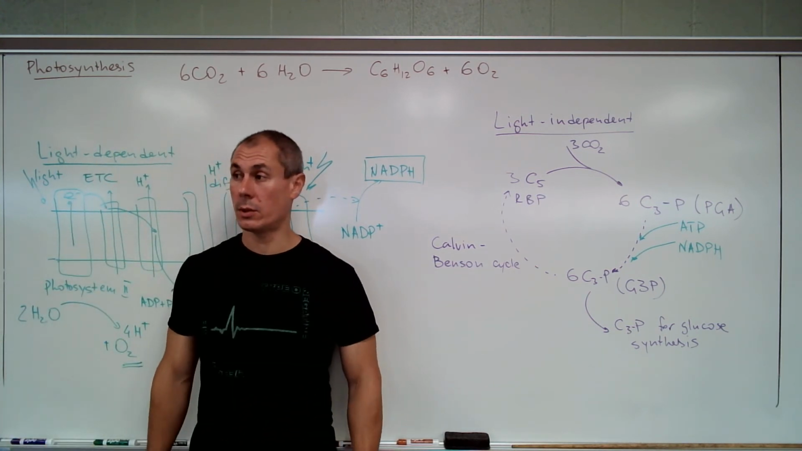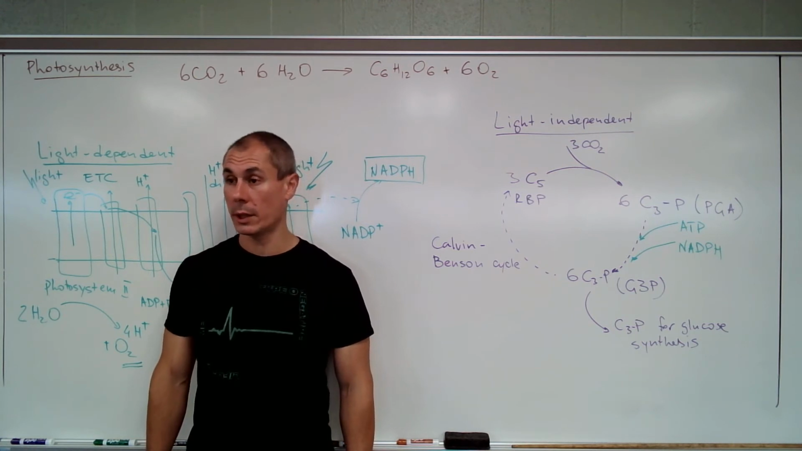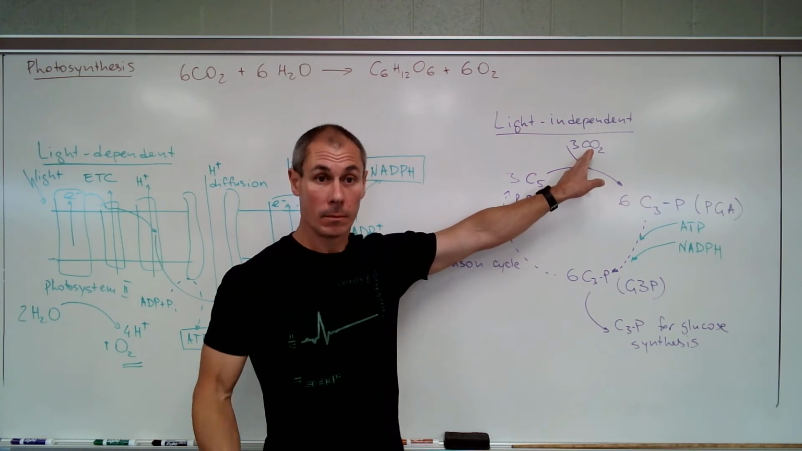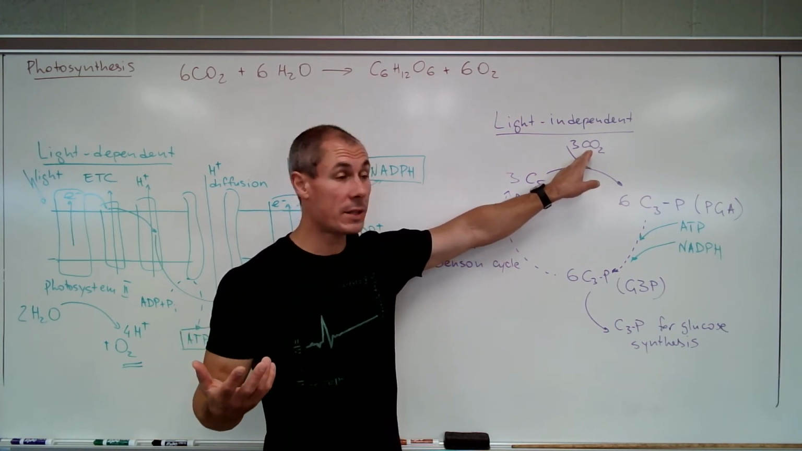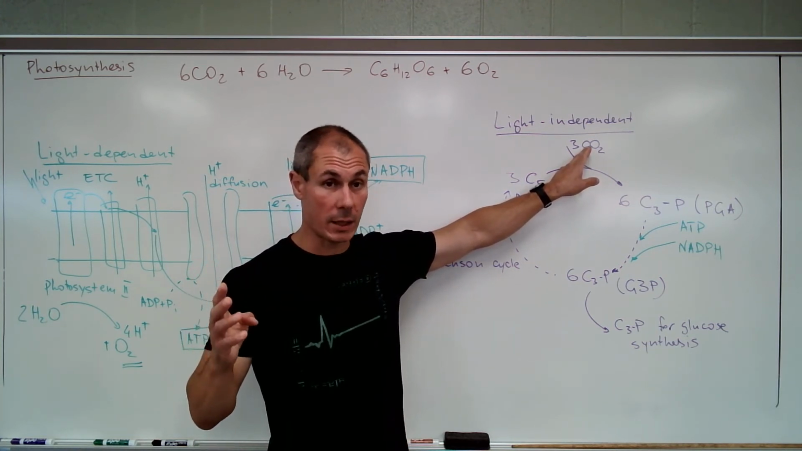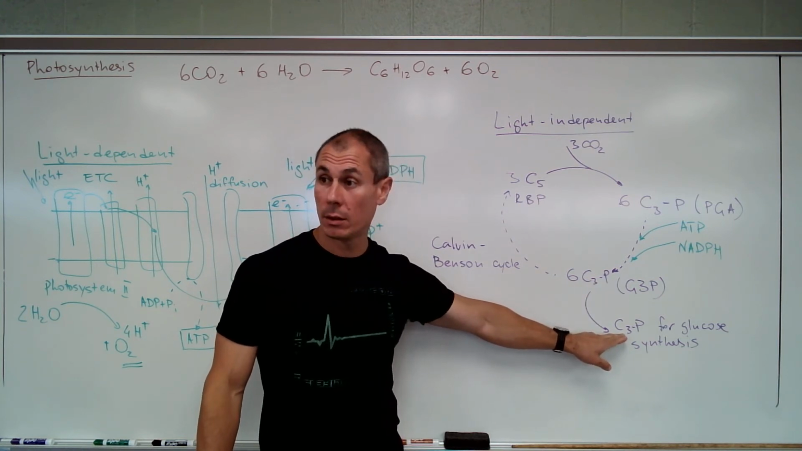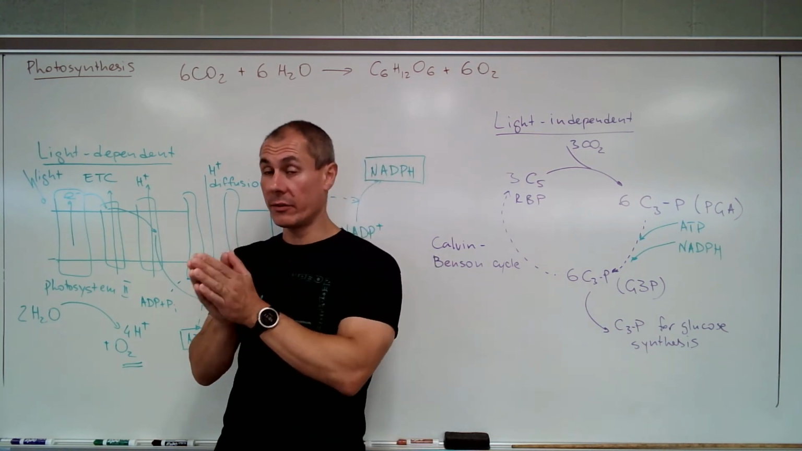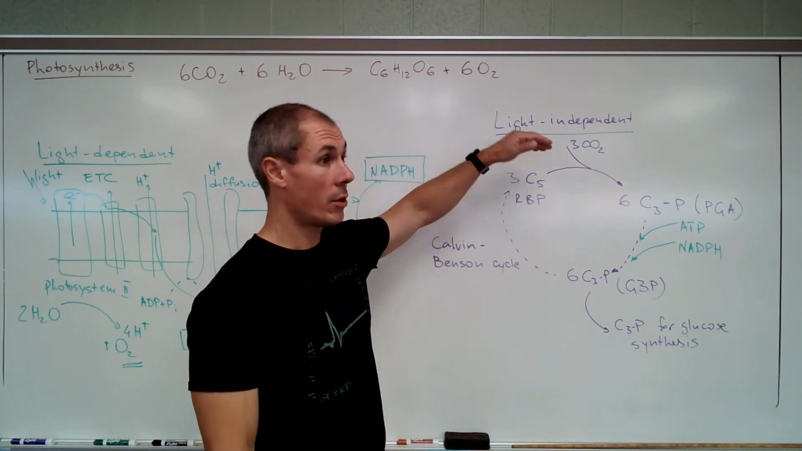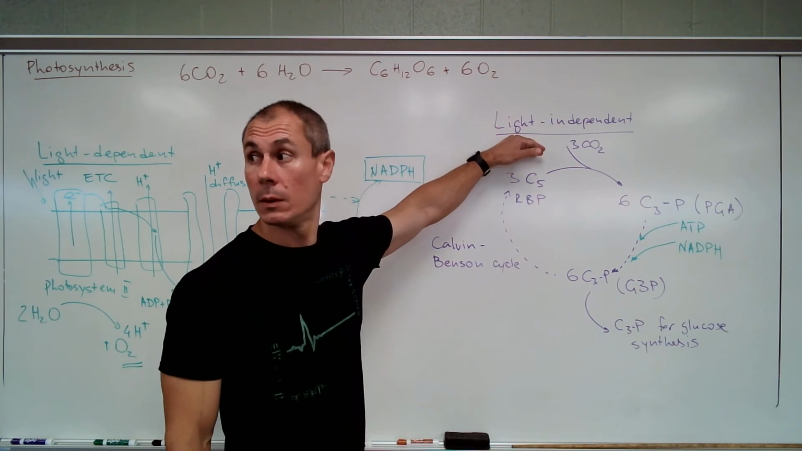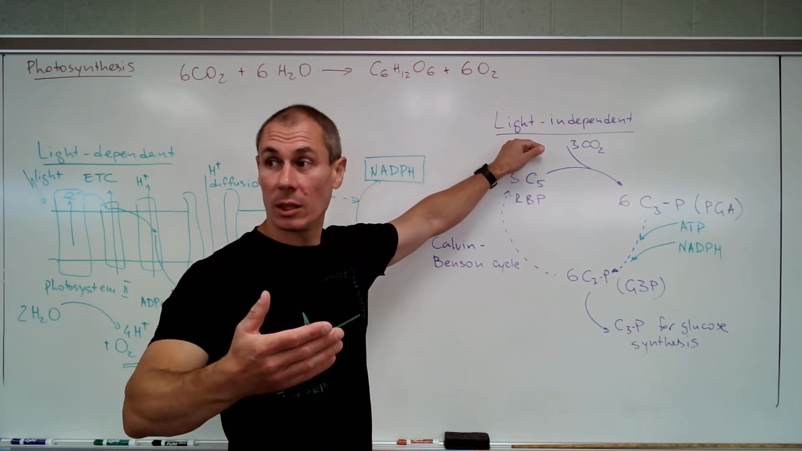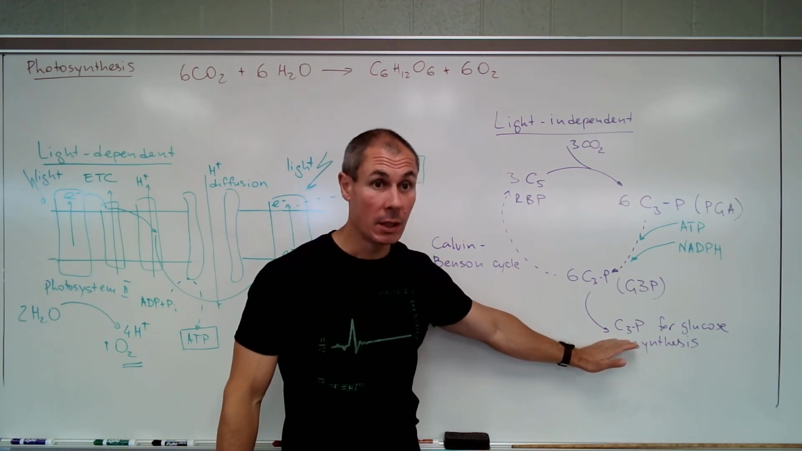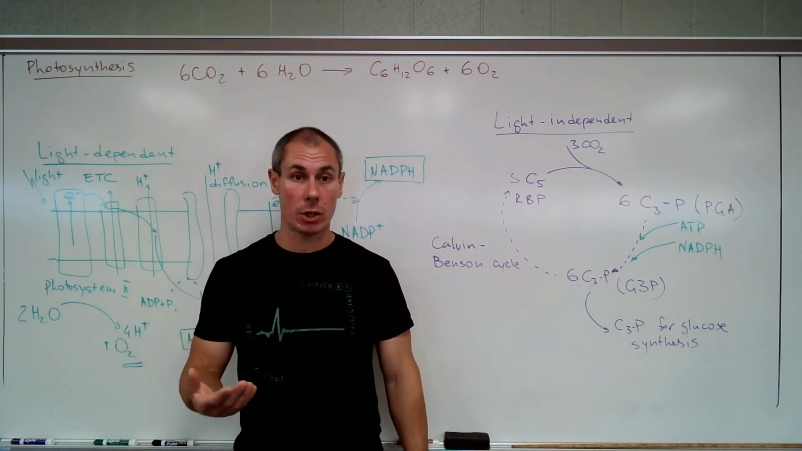Now here's a really small question for you. How many carbons do we have here? 3. No, 3 CO2, right? 3 CO2, 3 carbons. How many carbons do we have here? 3. So what essentially happens during the Calvin-Benson cycle? 3 carbons of CO2, inorganic carbons, are converted into 3 organic carbons. This is called carbon fixation.